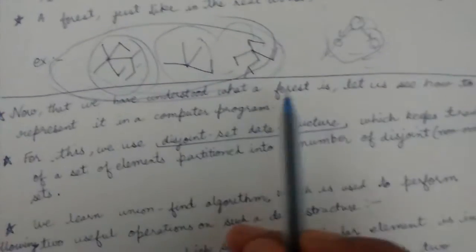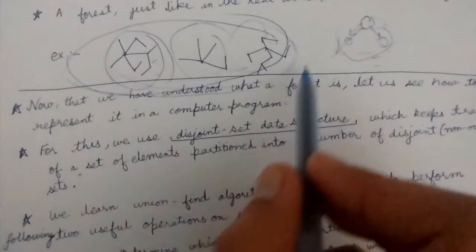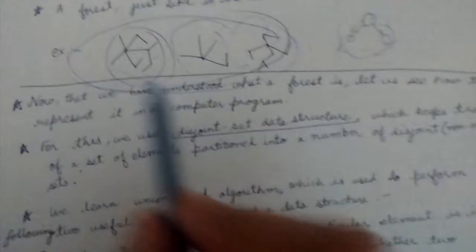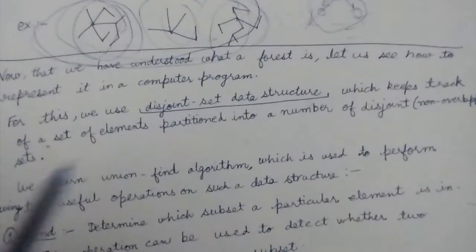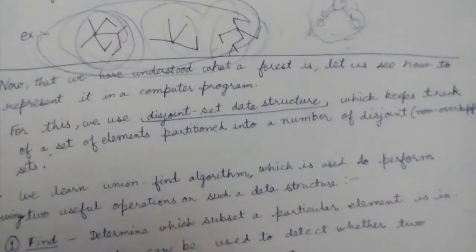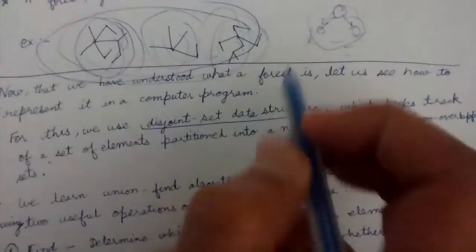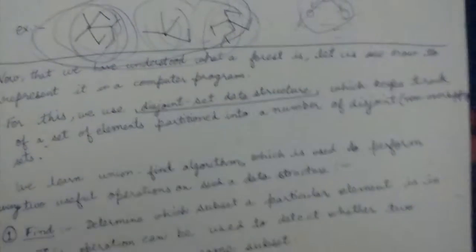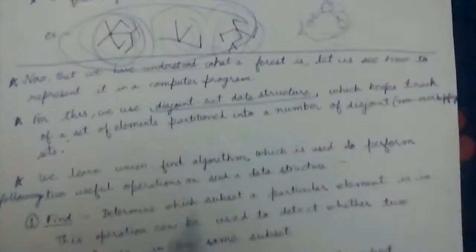So now that we have understood what a forest is, let us see how to represent it in a computer program. We use a disjoint set data structure to do this. This is one set, this is another, this is third. A disjoint set data structure keeps track of a set of elements partitioned into a number of disjoint sets. So this whole is a set of elements, but it is partitioned into 3 disjoint sets which are non-overlapping because they are not intersecting anywhere.